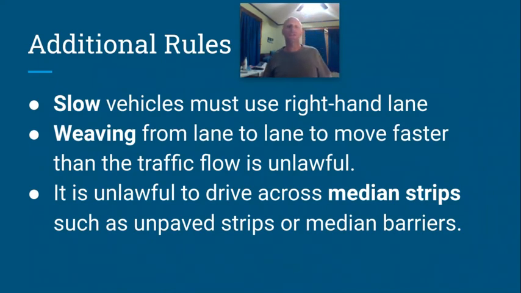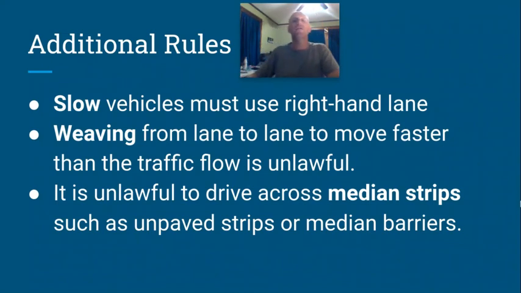Some additional rules, just things that we need to be aware of. Slow vehicles must always use the right-hand lane. Anytime there are multiple lanes of traffic for one direction, slow vehicles must always use the right-hand lane. Weaving from lane to lane to move faster than the traffic flow is unlawful. You see this in cities a lot. Some joker thinks that they're just going to drive way faster than the rest of traffic, and they're zipping in and out of traffic and crossing lanes, and that's illegal. I don't care if they're using their turn signal or not. If they're weaving in and out of traffic, that's illegal, even if they're doing everything else right. They're probably breaking the speed limit, so that's also illegal, but they'll also get a ticket for this.